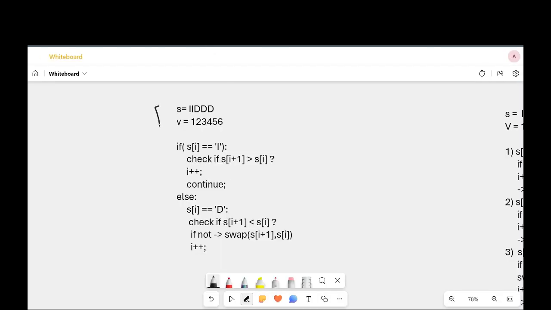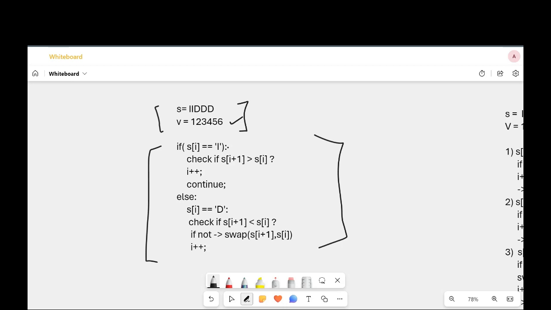For example, we have S as I, D, D, D, and V as 1, 2, 3, 4, 5, 6. Why am I taking this? Because the smallest lexicographical number that we can create with a length of s's length plus 1 is this particular number, 1 2 3 4 5 6. So what is the algorithm that we are going to follow, which we just saw?